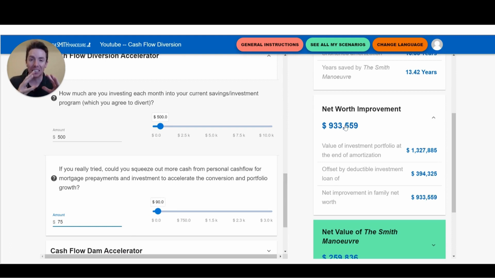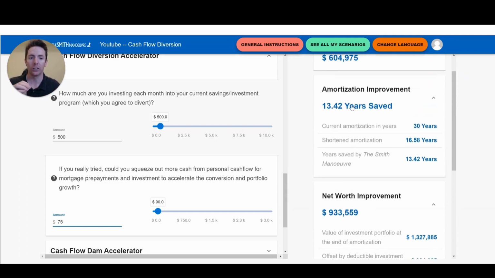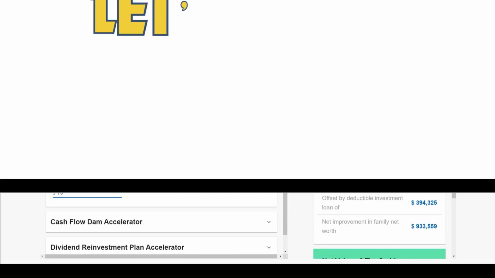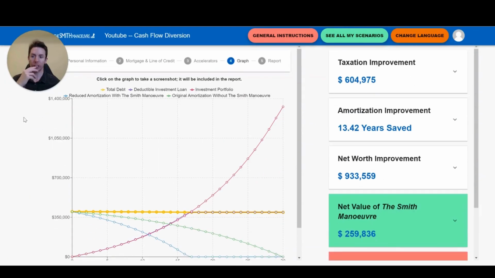This is big stuff here, okay? It's closing in on $1 million, and we've now got our amortization shortened a little bit. We've got another little bit here, another half year or so, but that was a big one there for our net worth improvement. All right, let's take a look at a graph, guys.